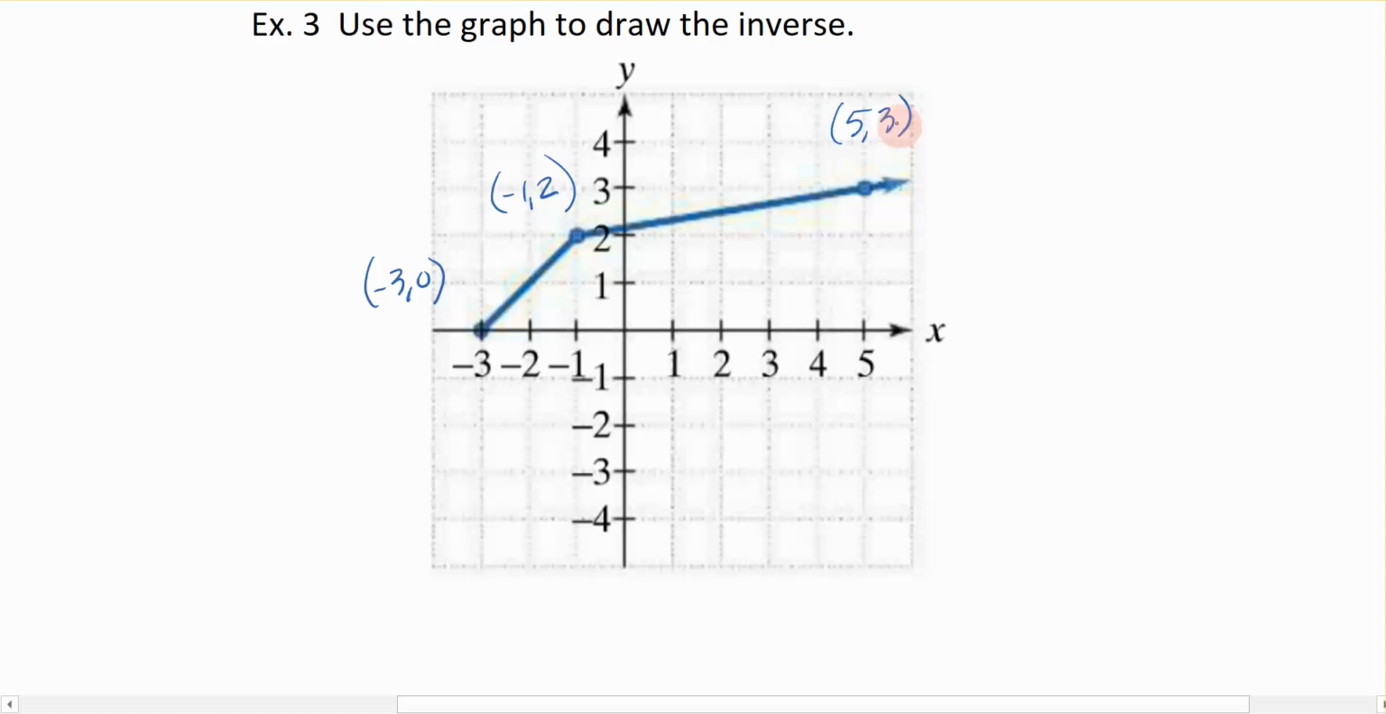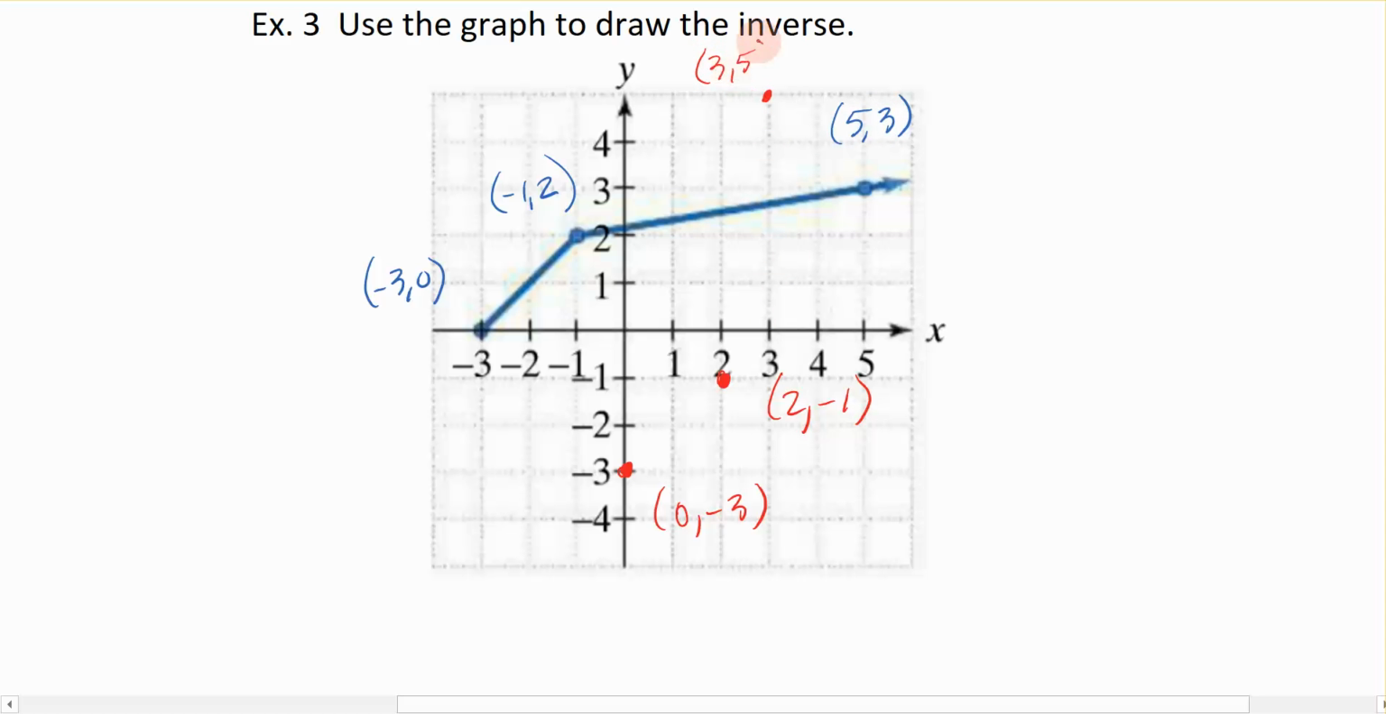Now, in order to draw the inverse, I'm simply going to take these three points and switch their ordered pairs, or their x and y coordinates. So for this (-3, 0), I would end up with (0, -3). So (0, -3) is down here. On the (-1, 2), I would have over 2, down 1. So this is the point (2, -1). And the final point (5, 3) should be (3, 5). So I have (3, 5), which is up here.